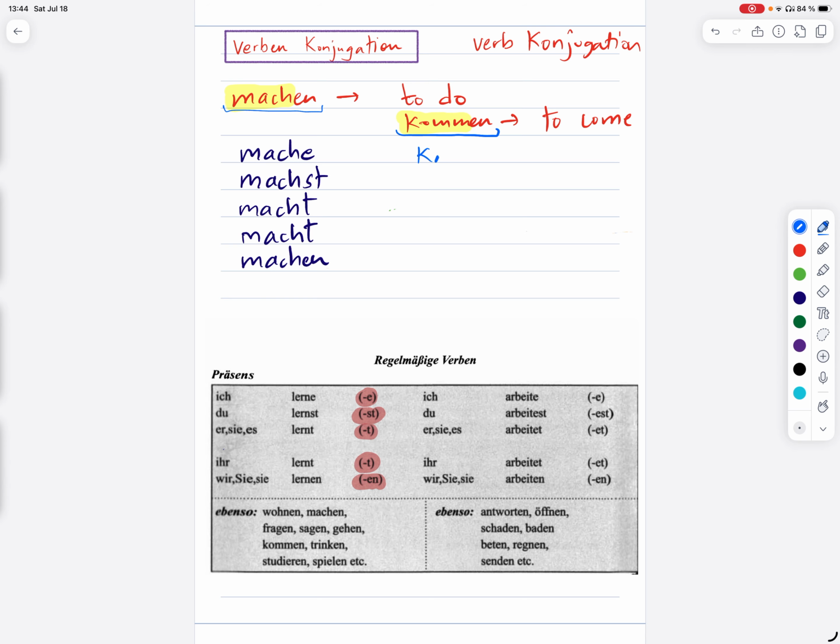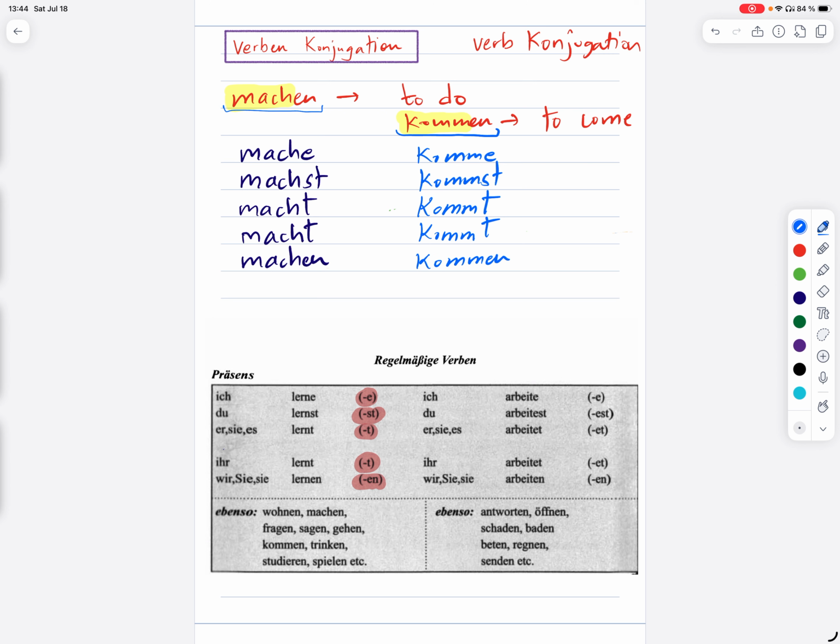So ich komme, so we added an e. Ich komme. Du kommst. Er, sie, es kommt. Ihr kommt. And then wir, sie kommen. So that's how you do it for regular verbs.